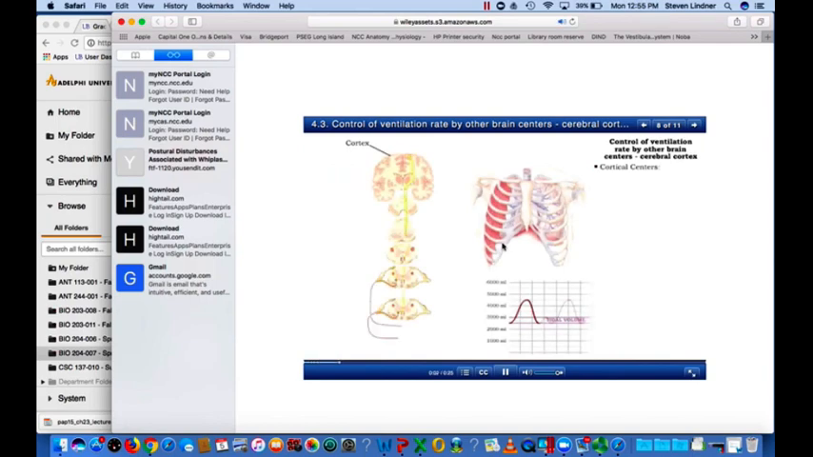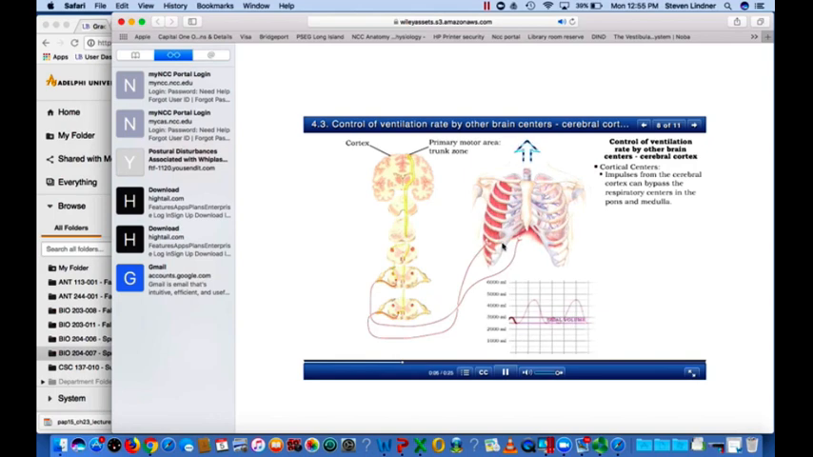Impulses from higher cortical brain centers can bypass the respiratory centers in the pons and medulla and provide us with some limited voluntary control over the muscles of ventilation. This pathway allows us to consciously alter our breathing patterns, which is necessary for speech or holding our breath.